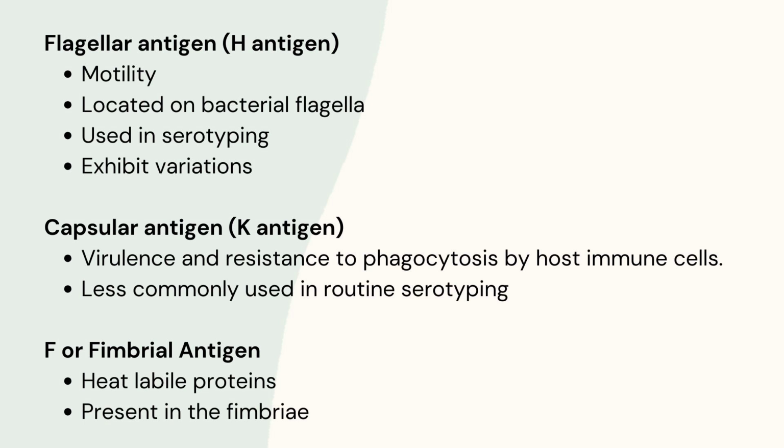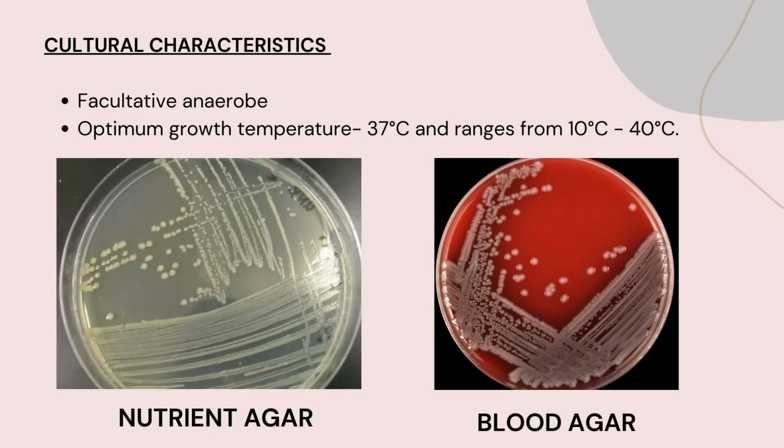So what is phagocytosis? Phagocytosis means certain cells of the immune system have the ability to engulf and digest foreign particles such as bacteria, debris or dead cells in order to eliminate them from the body. It is called phagocytosis. So this K antigen will contribute to virulence as well as resist phagocytosis by host immune cells. K antigen is less commonly used in routine serotyping compared to O antigen and H antigen. F4 fimbrial antigens are heat labile proteins, which means they are heat sensitive, and they are present in the fimbriae.